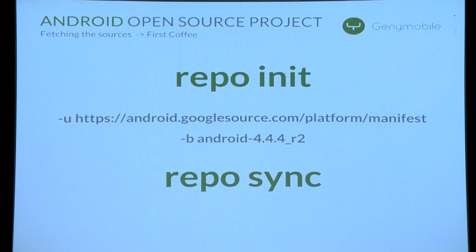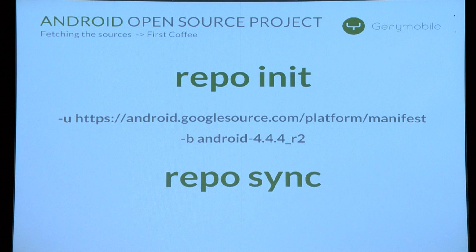Here you just configure where you want to get the sources. The next step, repo sync, will actually get the sources. This one will take a lot of time. You have to download about 20 gigabytes of sources, so you can have your first coffee of the day.